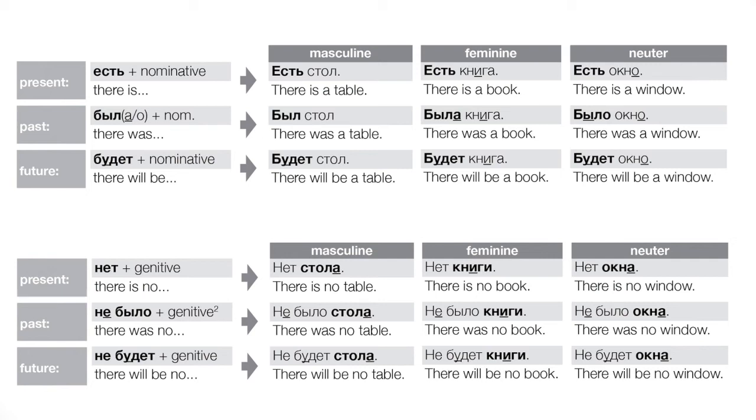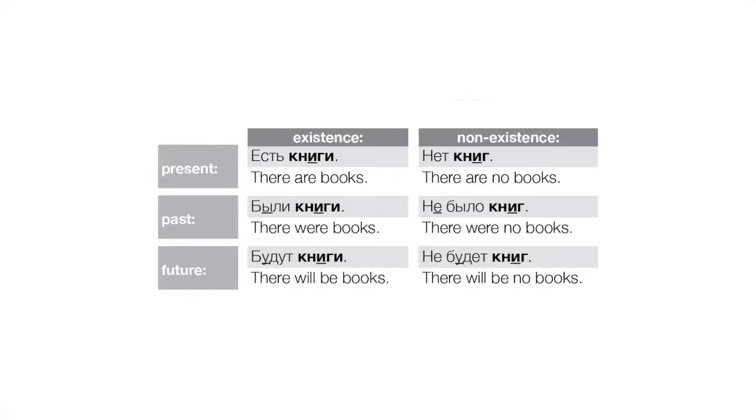Okay, now what about non-existence in the plural? Well, it all lines up with what we've just said. Есть книги, были книги, будут книги. Okay, those are the existence expressions. We have a plural subject now. There are books, books exist. There were books. There will be books. Now, non-existence: if it's a count noun, of course, we use the genitive plural. There are no books. Нет книг, не было книг, не будет книг.